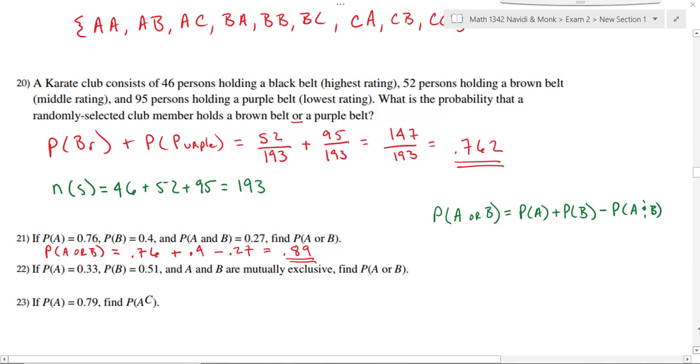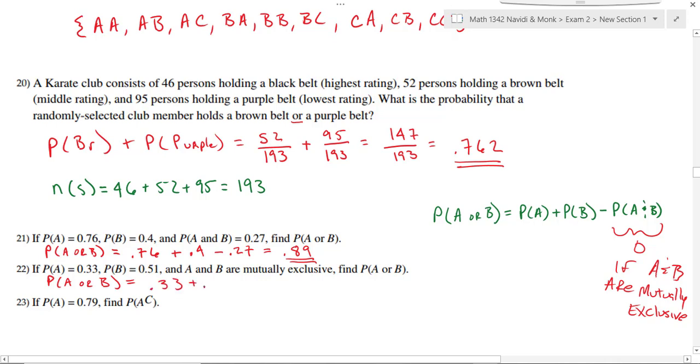Number 22. If the probability of A is 0.33, the probability of B is 0.51, and A and B are mutually exclusive, find the probability of A or B. Mutually exclusive just means that there's no overlap. So this piece down here is going to be equal to 0 if A and B are mutually exclusive. So the probability of A or B is just going to be equal to the probability of A plus the probability of B. And when we put that in our calculators, we get 0.84.